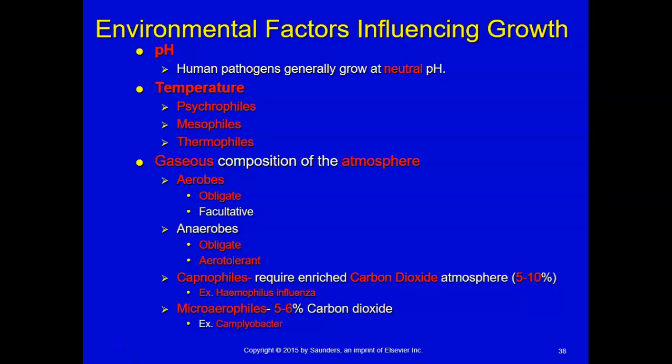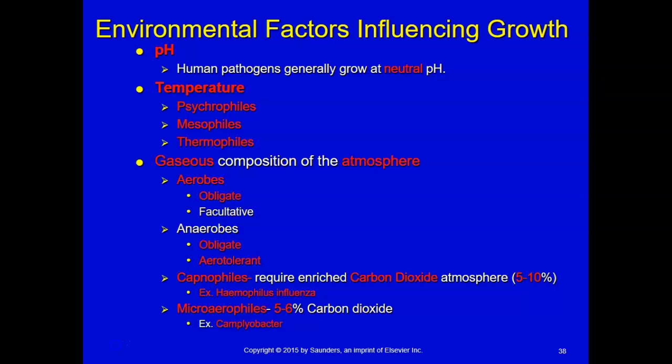In part 5, we are going to start with the environmental factors that influence growth. In the lab, we take into consideration the pH of the media, temperature, and gases present in their atmosphere. Most pathogenic bacteria grow best at a neutral pH between 7.0 and 7.5. Temperature influences the rate of growth, and the optimum temperature must be determined for all bacteria.